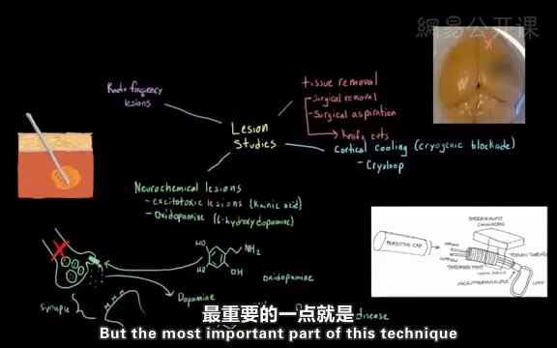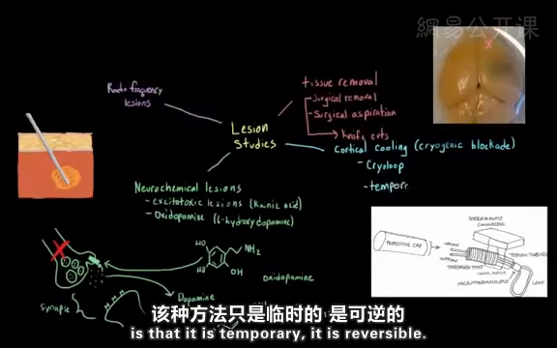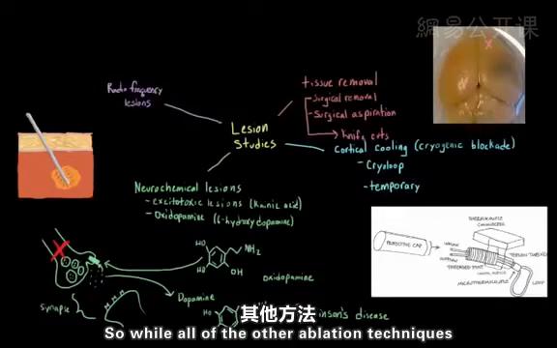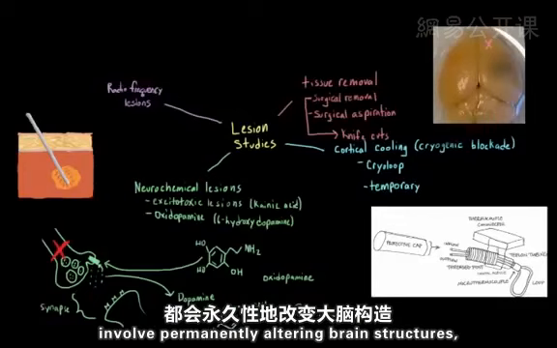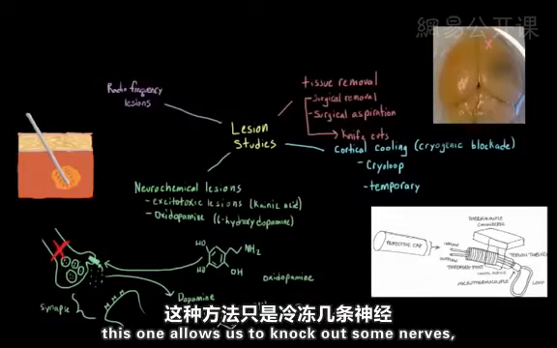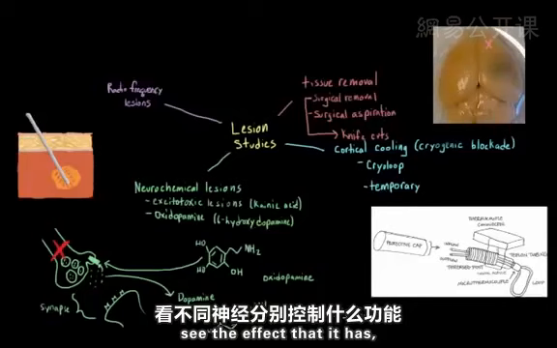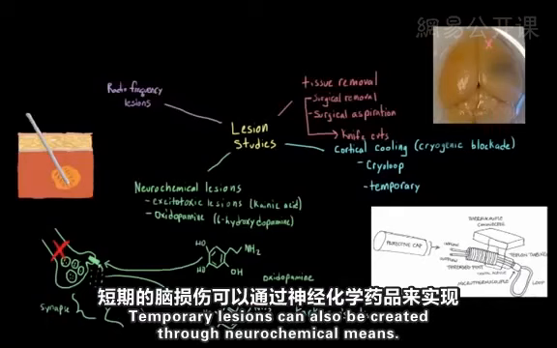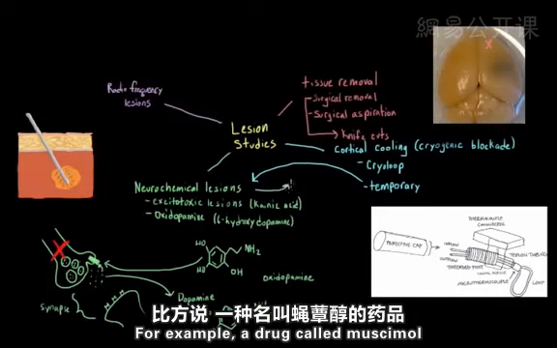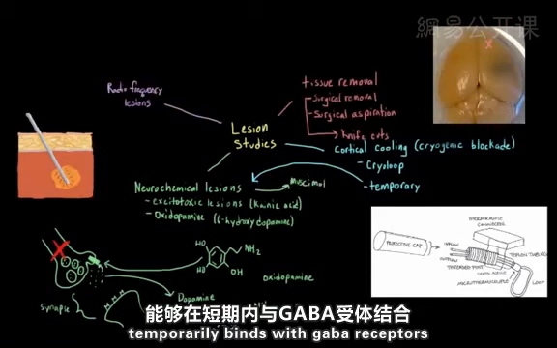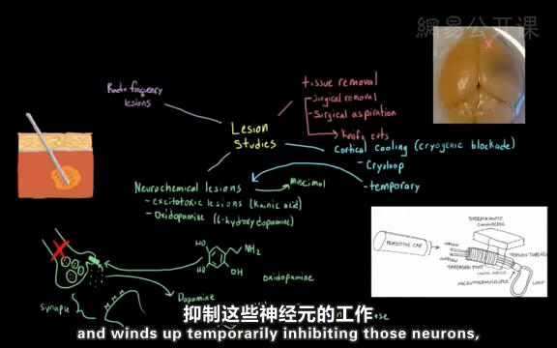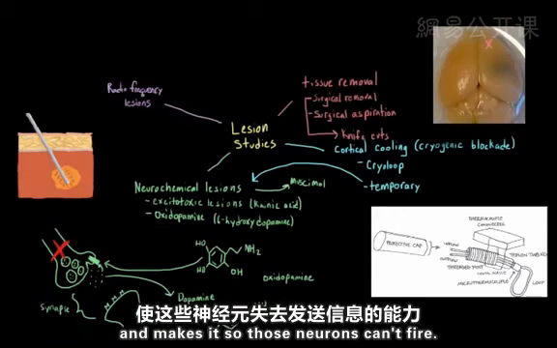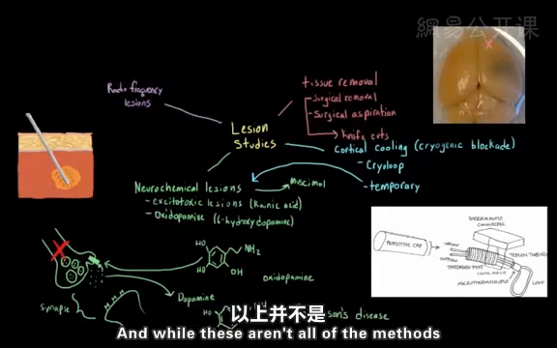But the most important part of this technique is that it is temporary, it is reversible. So while all of the other ablation techniques involve permanently altering brain structures, this one allows us to knock out some nerves, see the effect that it has, and then bring the animal back to normal functioning. Temporary lesions can also be created through neurochemical means. For example, a drug called muscimol temporarily binds with GABA receptors and winds up temporarily inhibiting those neurons. It makes it so those neurons can't fire.